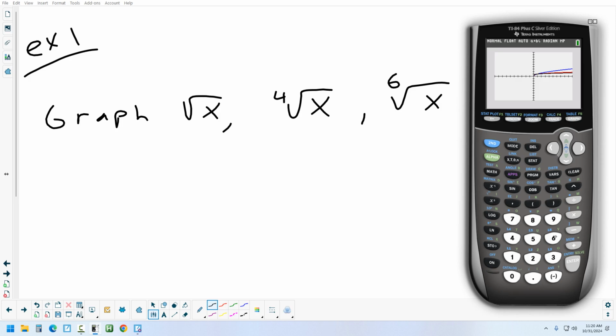I want to zoom in because there's some interesting stuff going on near the origin that we can't see. So now that we know it doesn't go negative, we don't need to look negative. And let's set our y max at, I think 3. Will probably give us a really good window. Okay, so there's my square root. There's my 4th root. And then my 6th root is going to be in black. So you've got blue, red, black.